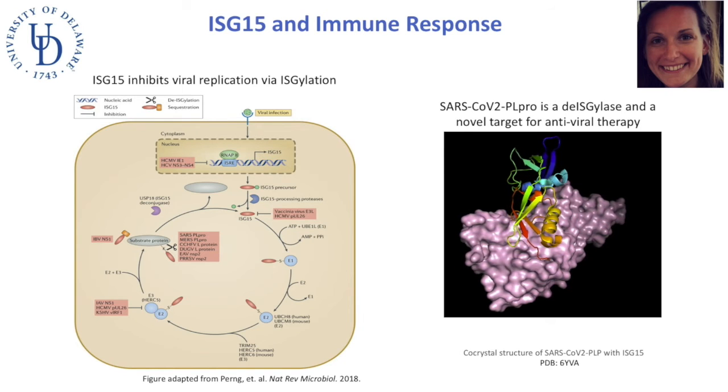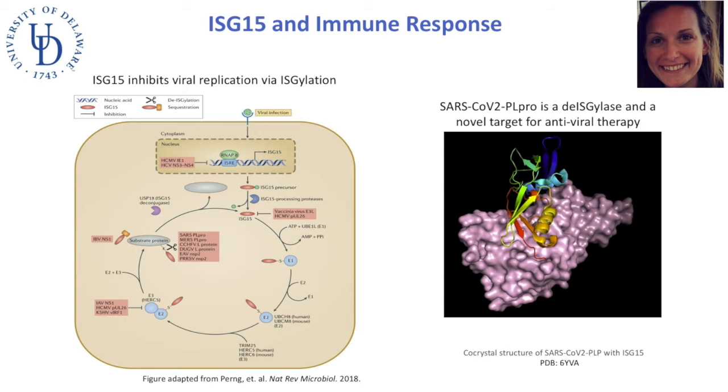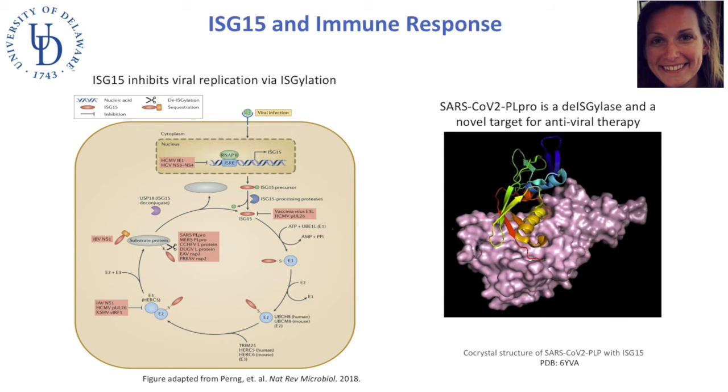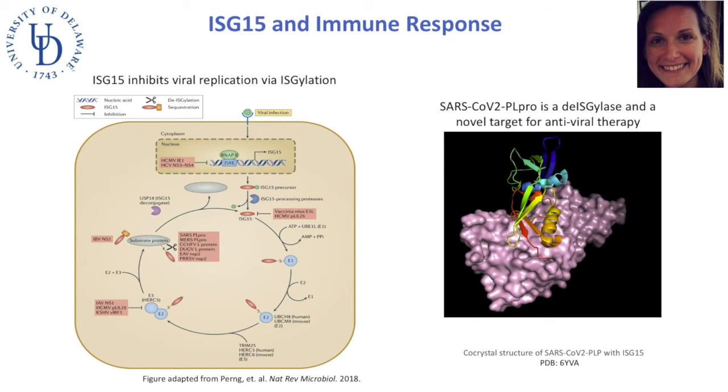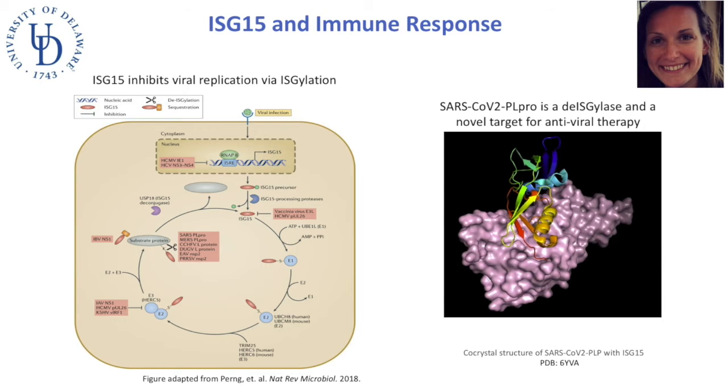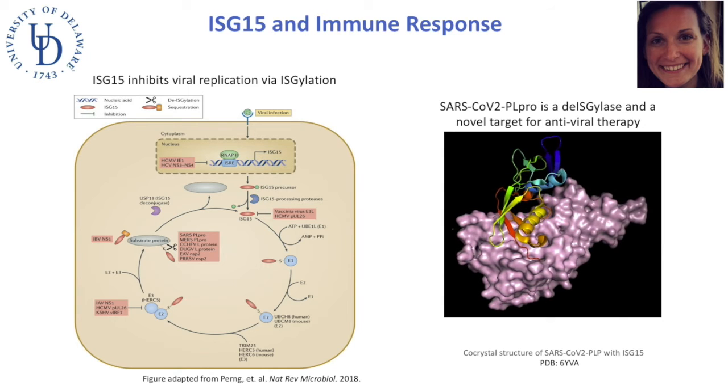My name is Christine and I'm a fifth year in the Zhuang lab. This project focuses on studying ISG15 and immune response. ISG15 is a ubiquitin-like protein. It can function as a post-translational modifier, but it has also been shown to act as an extracellular signaling molecule.